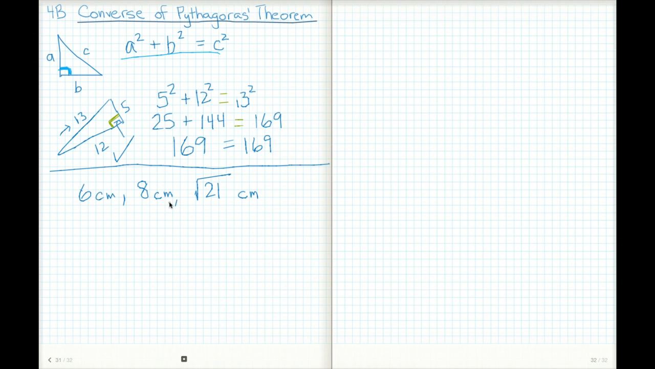First thing I need to ask is, which is the longest side? So these two are easy to compare. 8 centimeters is longer, but what about this one? Of course, you could plug it into your calculator, but there's a faster way as well. If you think about square roots, then we know that the square root of 16 is going to equal 4, and the square root of 25 is going to equal 5. So anything between 16 and 25 is going to have a square root between 4 and 5. So I know this is 4 point something. That means it's actually the smallest side, and this is my biggest one.